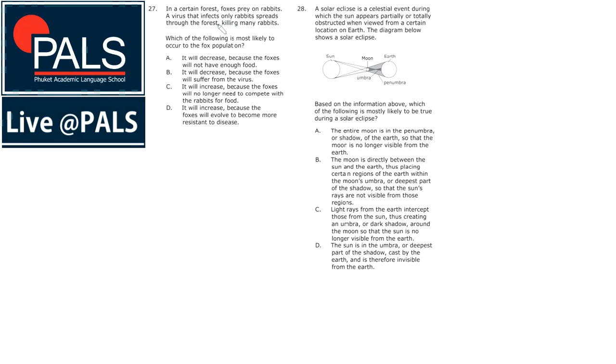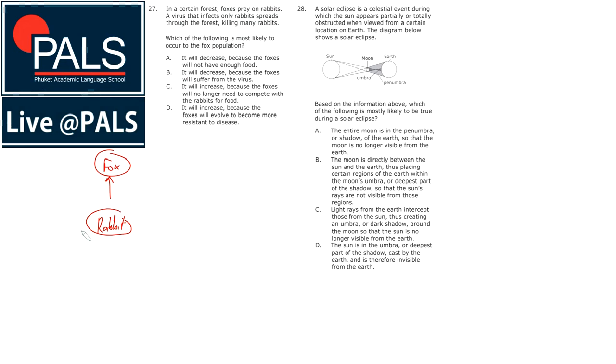In a certain forest, foxes prey on rabbits. A virus that infects only rabbits spreads through the forest, killing many rabbits. Which of the following is most likely to occur to the fox population? Now, again, we have some kind of food chain. Foxes prey on rabbits, which means foxes eat rabbits. That's what foxes prey on rabbits means.